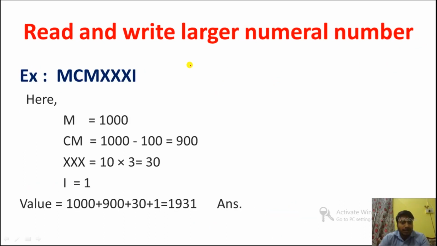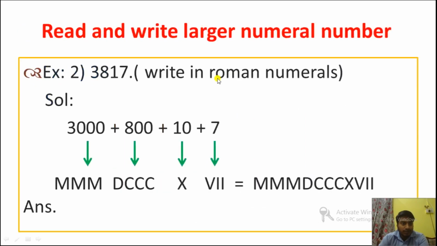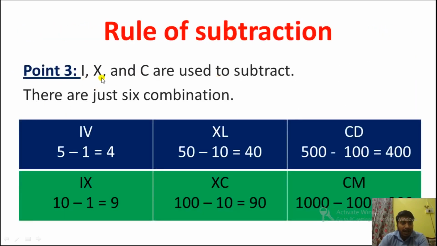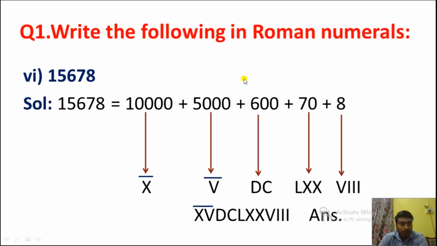Now how to write the number for a given Roman numeral. Here we have an example, as you can see on the screen, MCMXXXI. This is the Roman numeral, and for this we have to write the number. First let me tell you, here you can see I, X and C are used to subtract. That means wherever there is I, X and C, there will be subtraction. Now let me come to that particular slide.